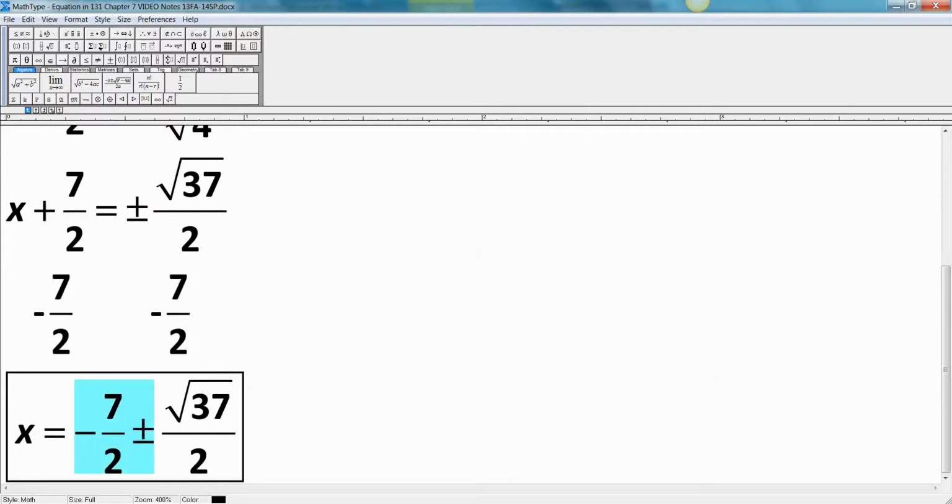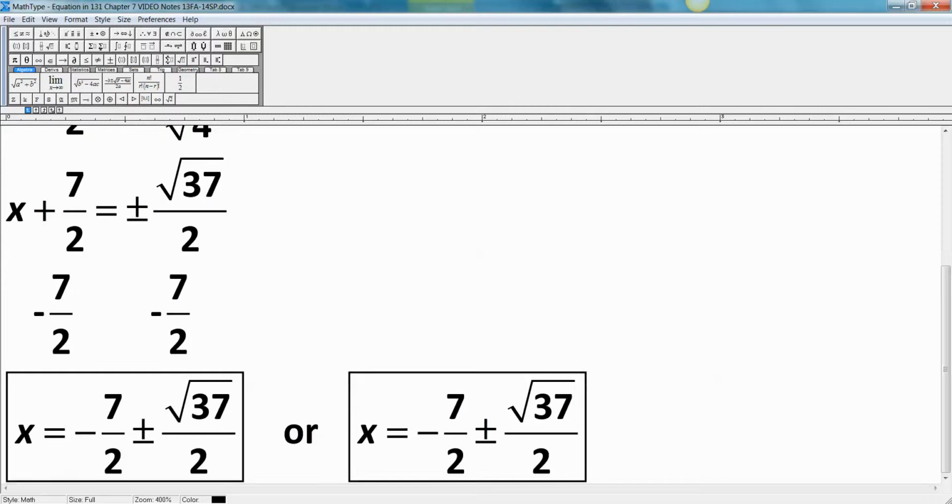If you want, since they're both over 2, you could write it all in one. Here, hold on. There you go. All right, so I could say x equals negative 7. Here, let me write it this way.